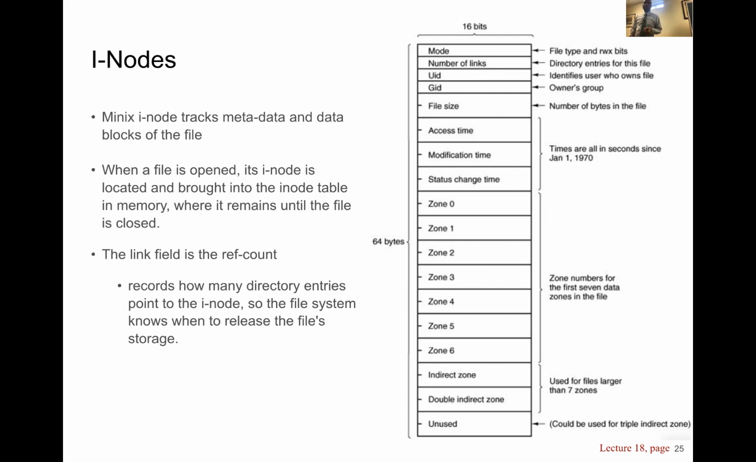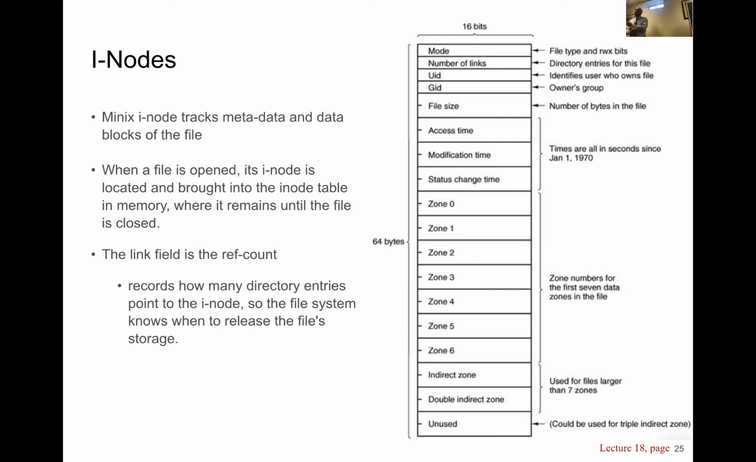And then you can also have double indirect, as is shown here. There's an unused entry that is kept for future use. If you want to support even larger files in the file system, you can use that entry to create a triple indirect, which is also what I had mentioned in the last class. So exactly the same concepts are true here.